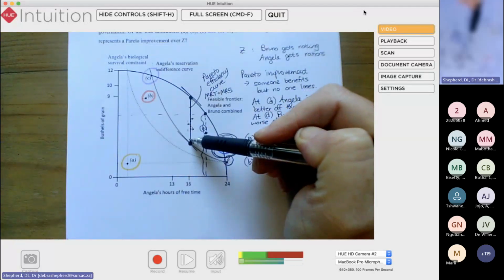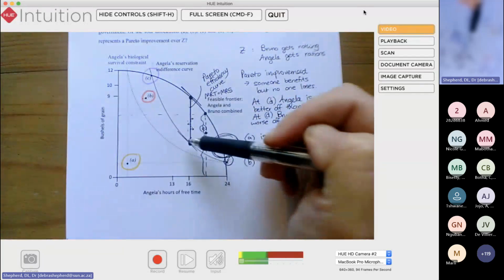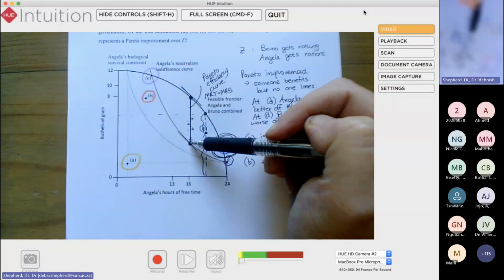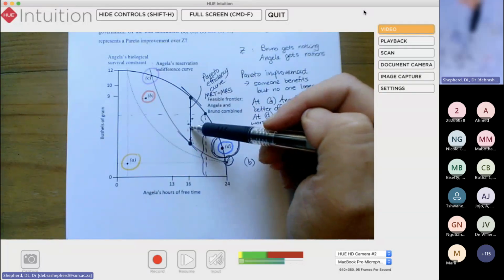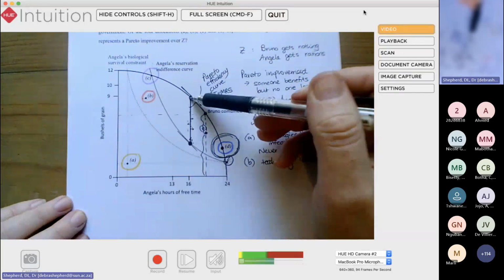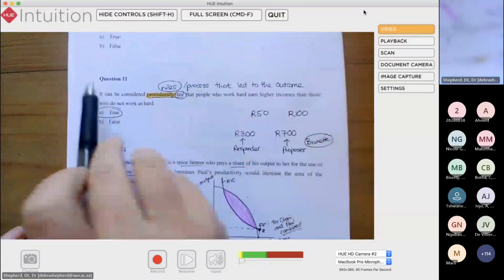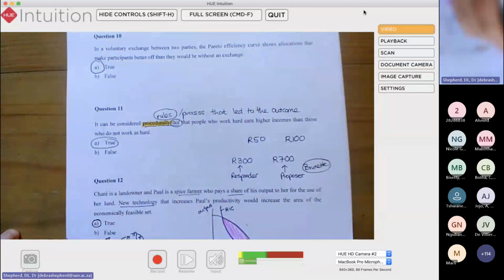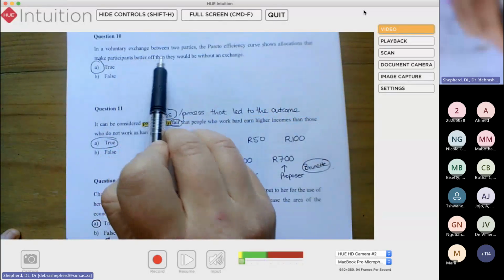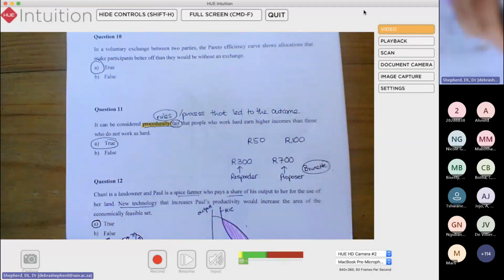If we had to move just a little bit above that point, Bruno would still be better off because he's getting much of the surplus, and Angela is better off than Z because she's getting a little bit more utility than what she gets at reservation. As long as we keep moving up this line, any of these allocations make at least one or both of these people better off. And so every point on the Pareto efficiency curve is a Pareto improvement over Z. And so the answer to 10 is true. All allocations on the Pareto efficiency curve make participants better off than they would be without an exchange. Okay, so this statement is true.